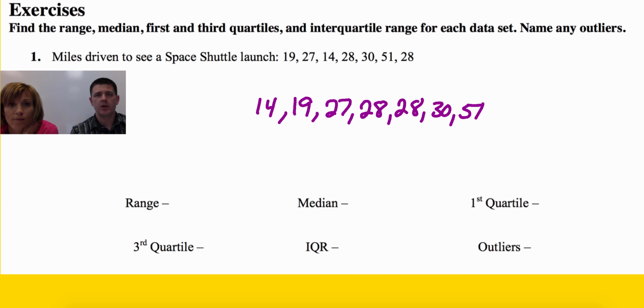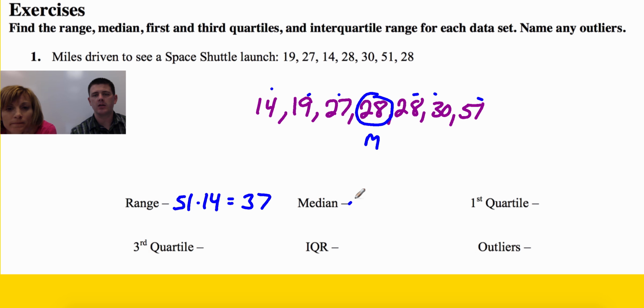Mrs. King's double checking, make sure I didn't miss anything. You're good. Okay, find your range. So 51 minus 14 should be 37 if I did it right. Mental math, good. Okay, then we find our median. You'll notice there's 7 numbers. It's an odd number, so there should be one number left for us in the middle. There it is, 28. So 28 is my median.